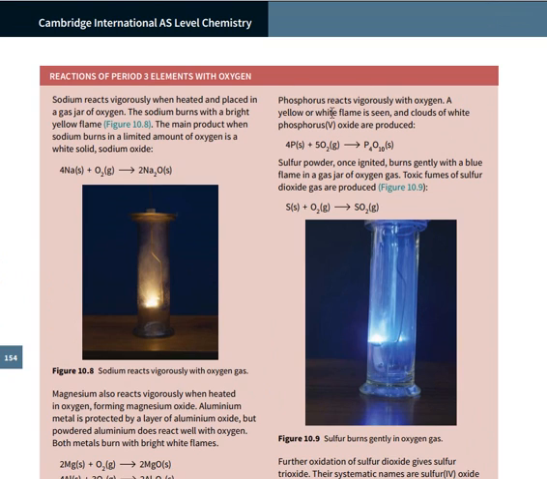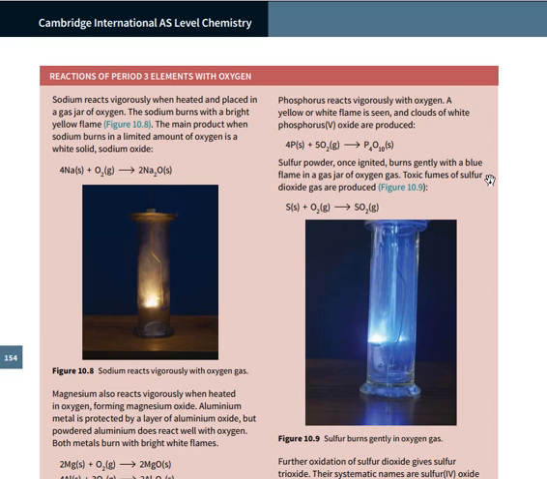A yellow or white flame is seen, with a cloud of white phosphorus. So phosphorus reacts to produce phosphorus pentoxide. Then we have the next one, sulfur powder, which once ignited burns gently with a blue flame. Sulfur burns with a blue flame in oxygen gas.